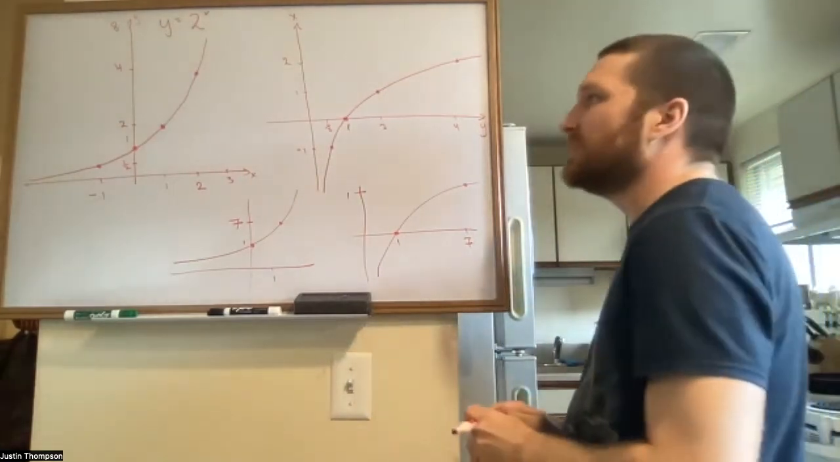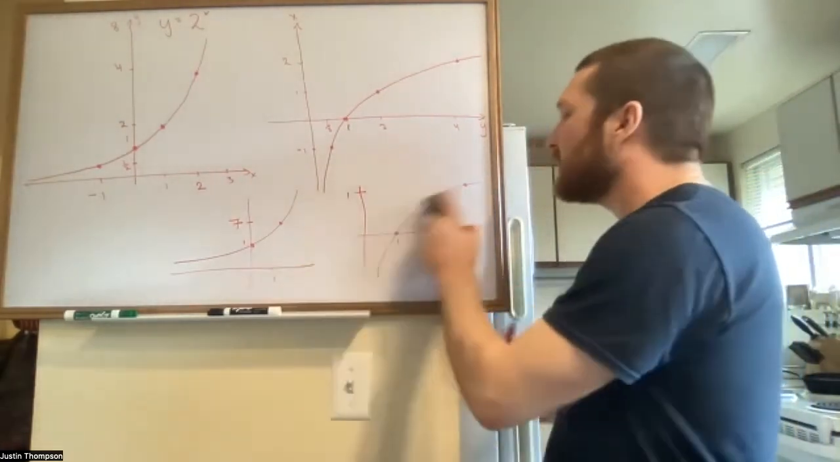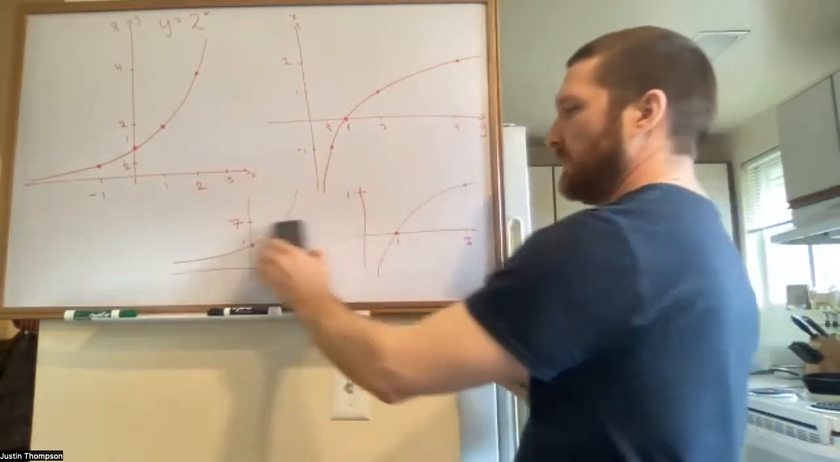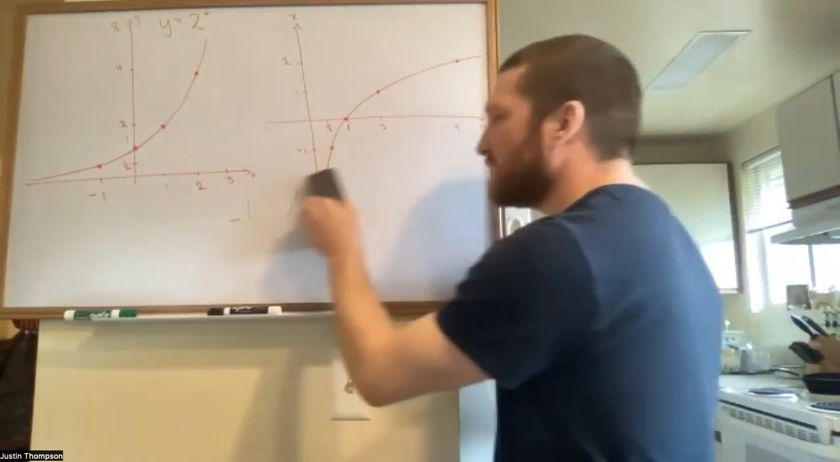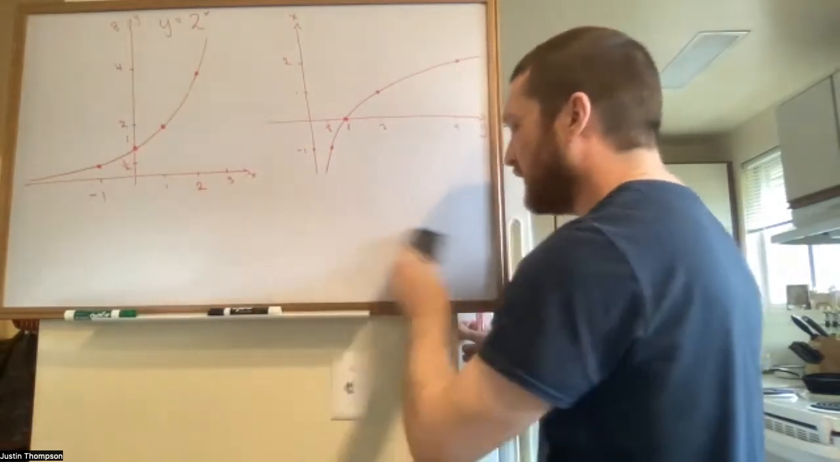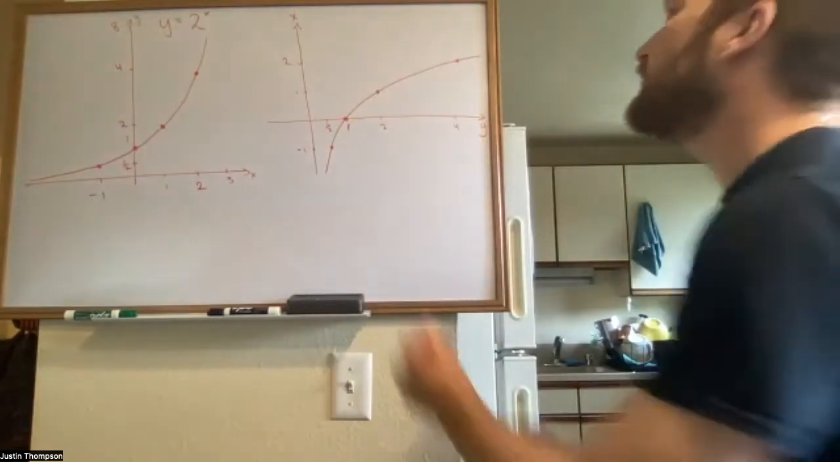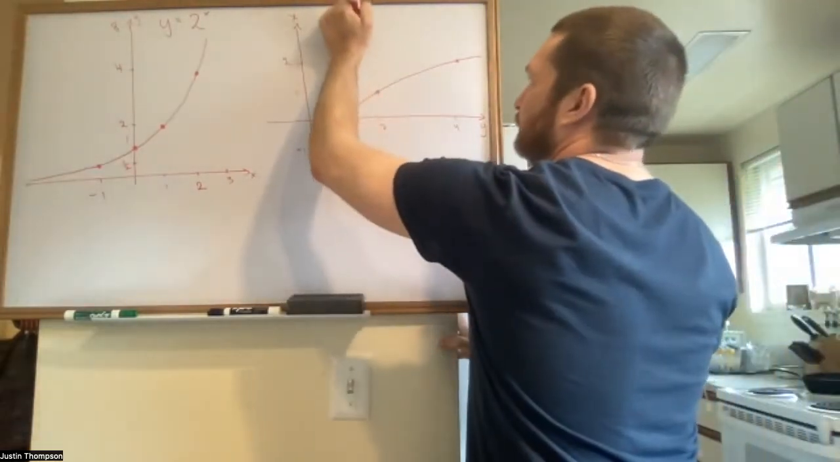Now comes the ridiculously hard part. You got all this? Can I erase this stuff down here? Yeah. Okay. Here comes, I don't know why it's so ridiculously hard, but this function has a name. We call it the logarithm.